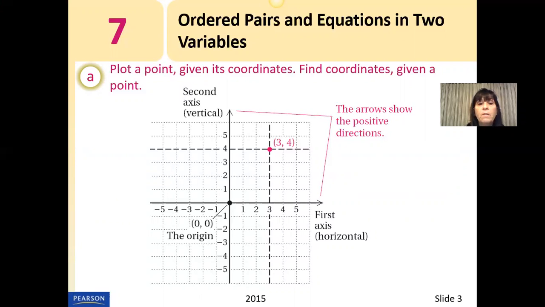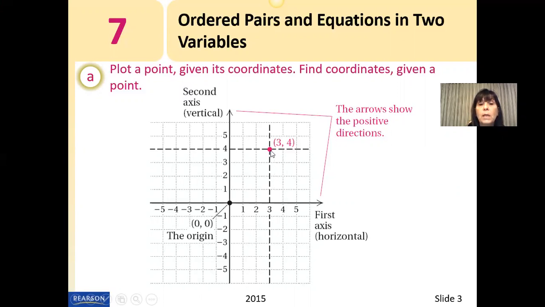The positive x-axis goes horizontally from the 0 to the right, and the negative x-axis goes to the left. The y-axis from the origin will go up positively and down negatively. So if I'm plotting the point (3, 4), I will go 3 units horizontally on the x-axis. So I will count over from the 0, 1, 2, 3, positively to the right. And then to get to the other point, I will go up 4 units.